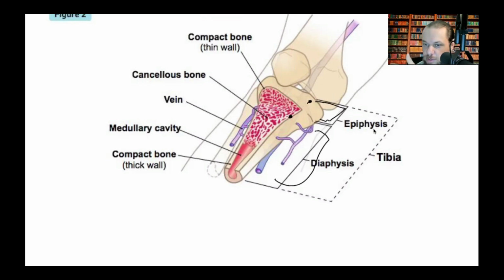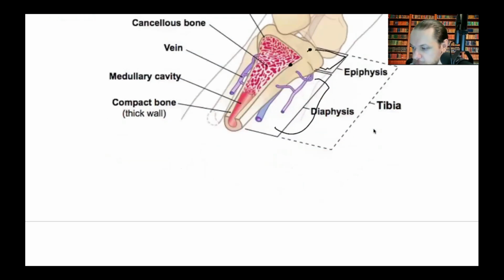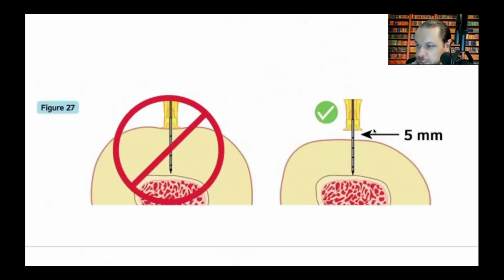But if I put it on the tibial side, on the leg, this is not in the way of me doing chest compressions or any other things, right? So this is something you want to keep in mind. This is what I talked about earlier.